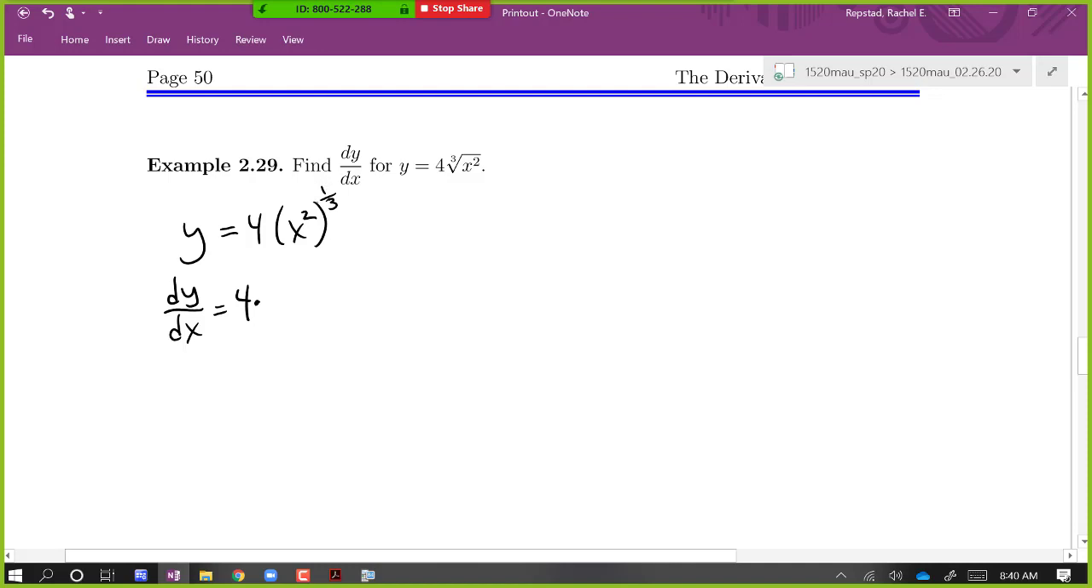The power rule says bring the 1/3 down. Then we have x squared to the 1 less power. 1/3 minus 1 is a negative 2/3. And then we have to apply the chain rule, times 2x.